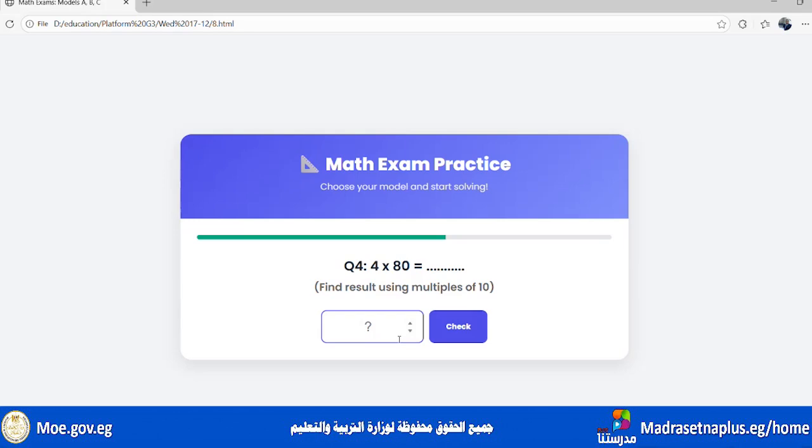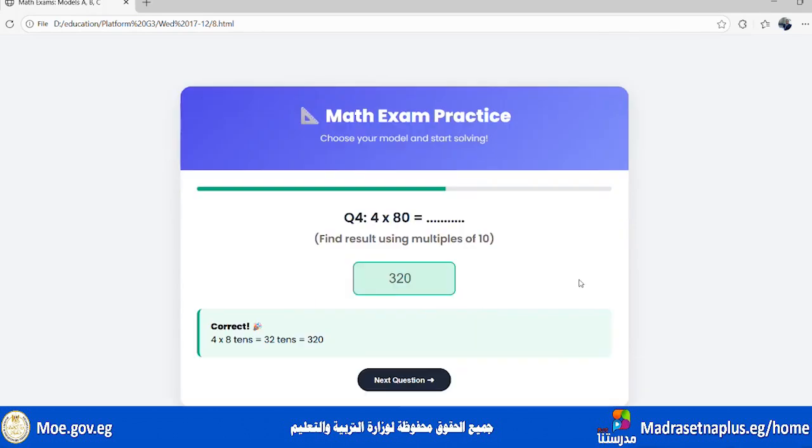4 times 80. Magic zero. 32. Or 4 times 8, 32. Magic zero. We have another way. 4 times 8 tenths. 8 tenths means what? 80. 4 times 8 tenths equals 32 tenths. 32 tenths equals 320. This is another strategy to get the multiplication of a number by multiples of 10.